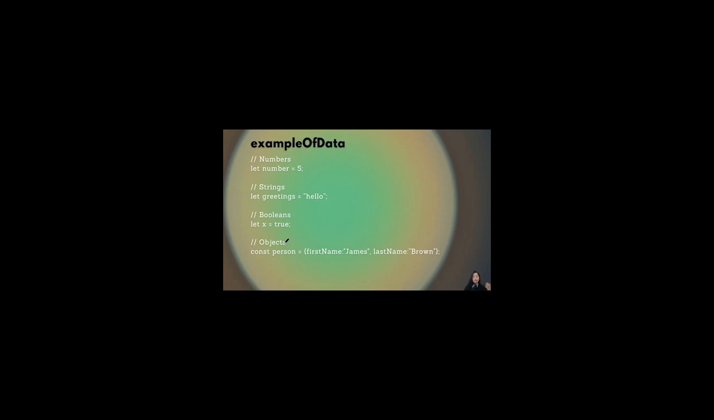And here I have an object defining a person. First name James, last name Brown. An object can be as extensive as you want it to be. There are no restrictions so far as long as you follow the syntax of having the pair of property name and then value, okay? Property name, value, that's it.